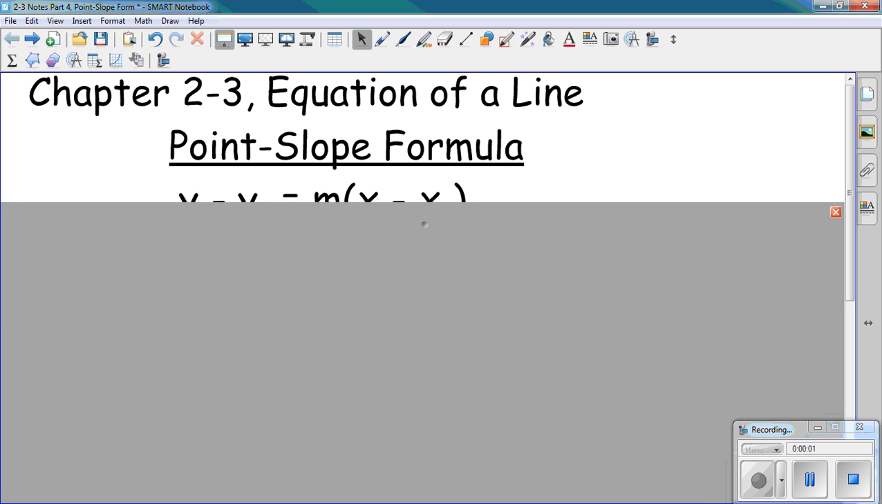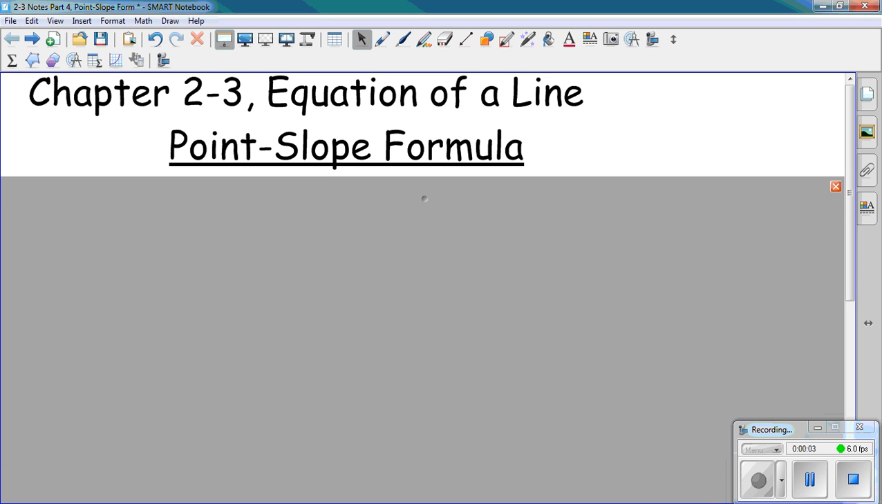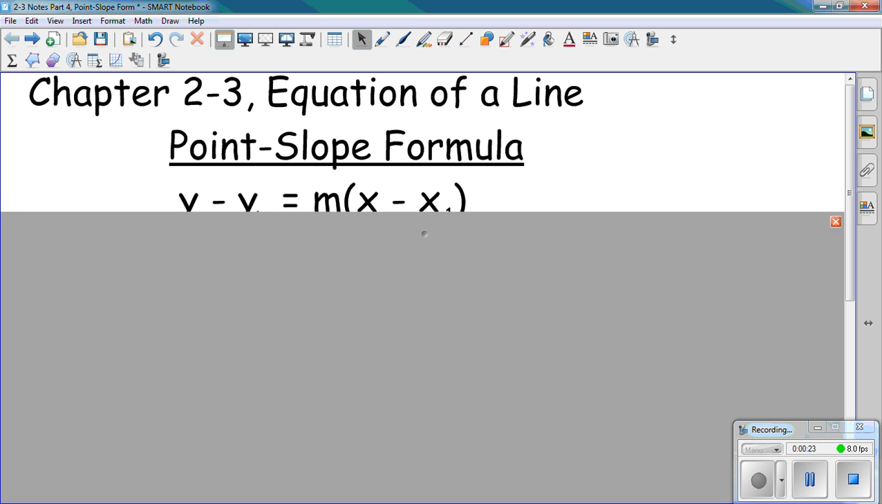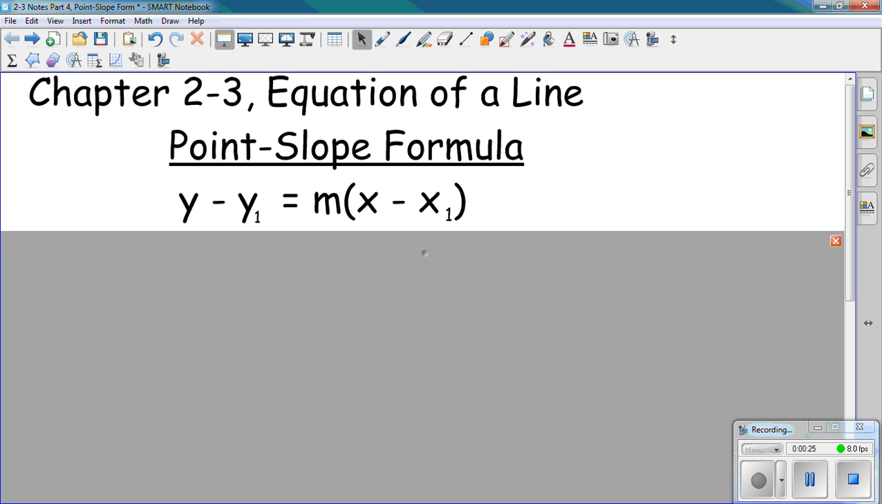Chapter 2, Section 3, equation of a line. Now, we're still in the same chapter, in the same section, but instead of using the method we talked about in your 2-3 notes for finding the equation of a line, the first method we used was the slope-intercept method, which is what you took the quiz on yesterday. Well, now we're going to talk about the point-slope formula. This is a different method to find the equation of a line.